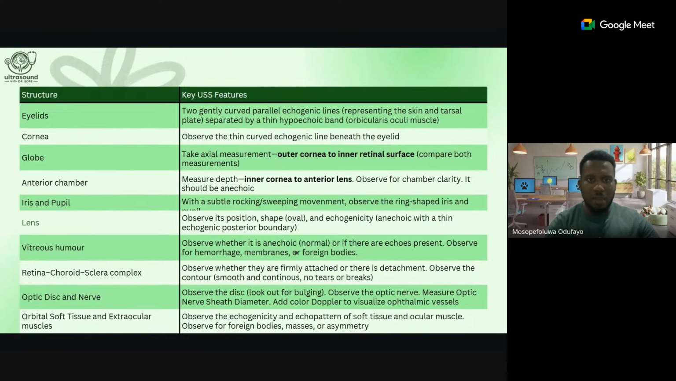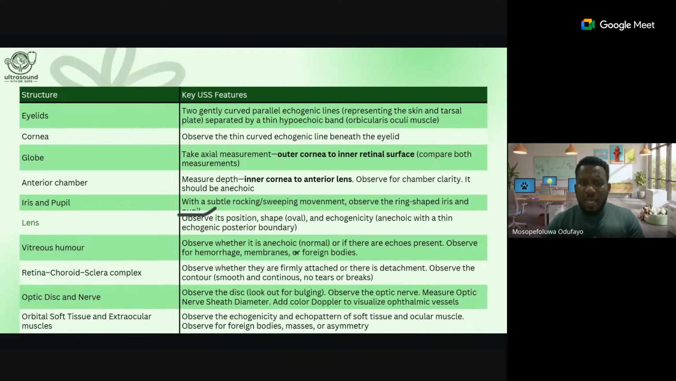Measure the anterior chamber diameter. Then after that, you take the iris and the pupil with subtle rocking, sweeping movements, like I told you. Observe the ring-shaped iris and the pupil with subtle rocking movements. That will be able to make you visualize the iris across all planes. Is that okay? Then the next thing you should observe is the lens.